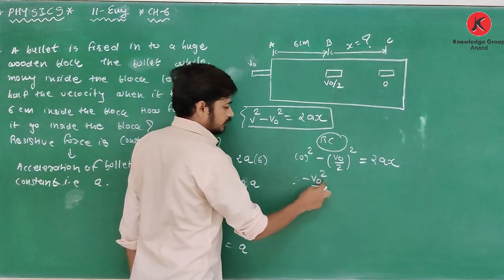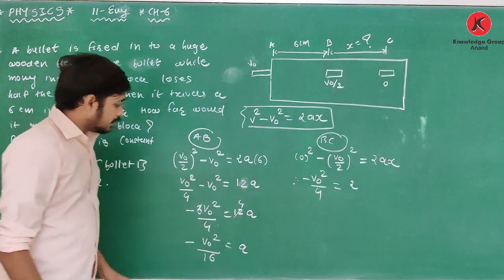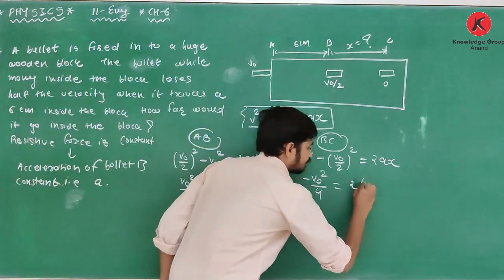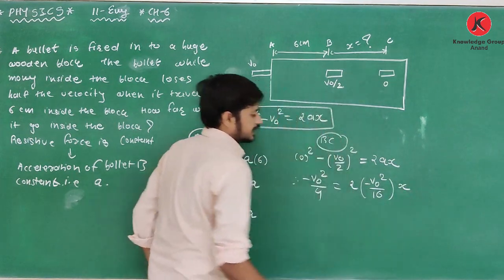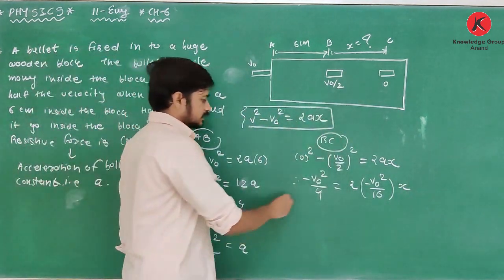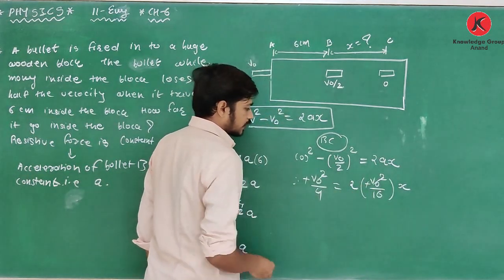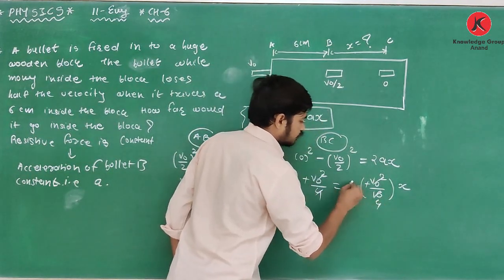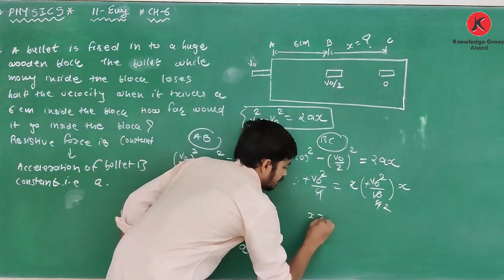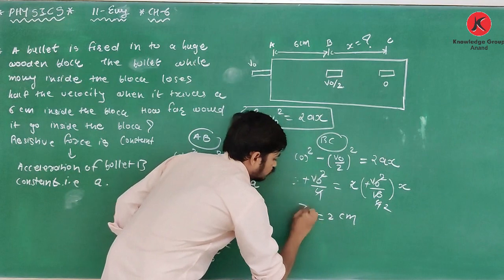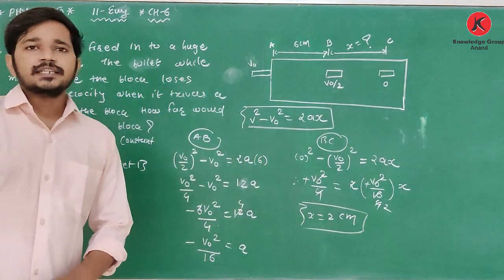So therefore minus v0 square by 4 is equal to 2, put the value of A. What is the value of A? Here it is minus v0 square by 16, and here it is X. So first this minus minus cancels. Okay, v0 square cut, v0 square cut, 4 into 4 is 16, 16 by 4 is 4, and if you bring this to this side, then X is equal to 2 centimeter.